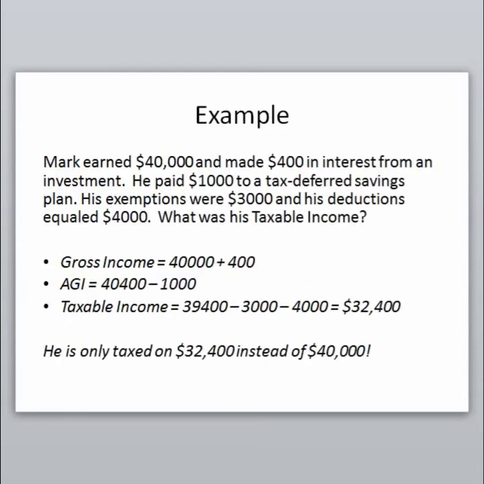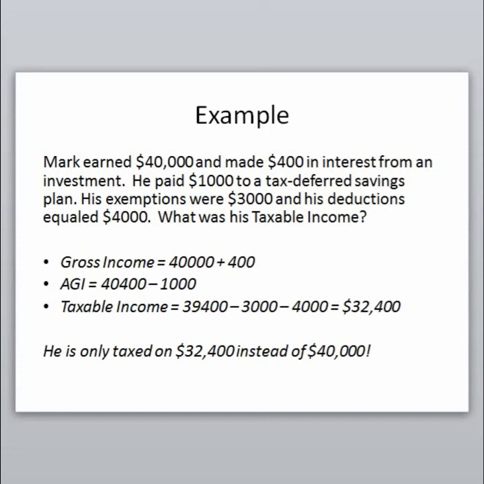So for example, let's say that Mark earned $40,000 and he made $400 in interest from an investment. He paid $1,000 to a tax-deferred savings plan, and then he had exemptions of $3,000 and deductions of $4,000. We want to know what his taxable income is. So his gross income is the $40,000 he made from his job, and then the $400 that he made from his investment. So that is $40,400.